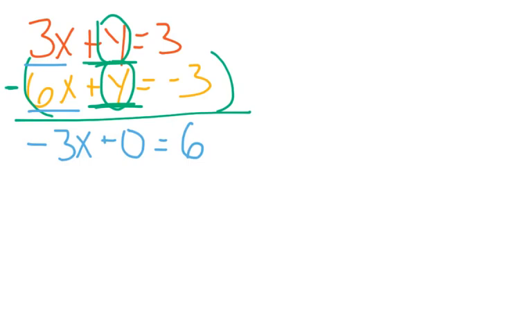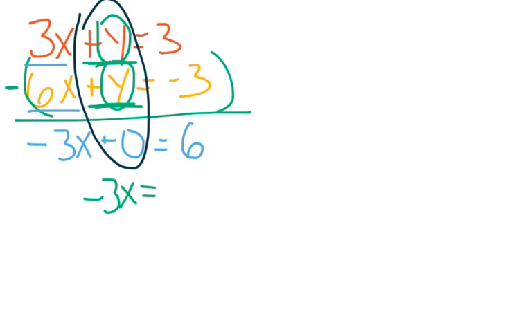Again, you notice when we subtracted these two equations, we eliminated that y variable. And now we solve this equation for x. So negative 3x equals 6. Divide by negative 3, and we get x equals negative 2.